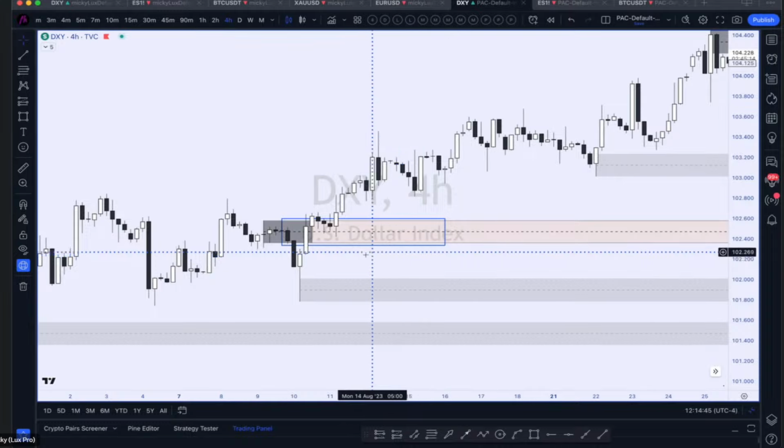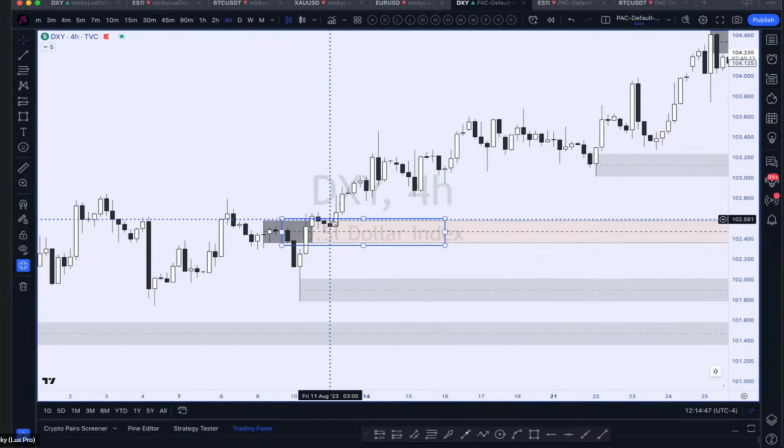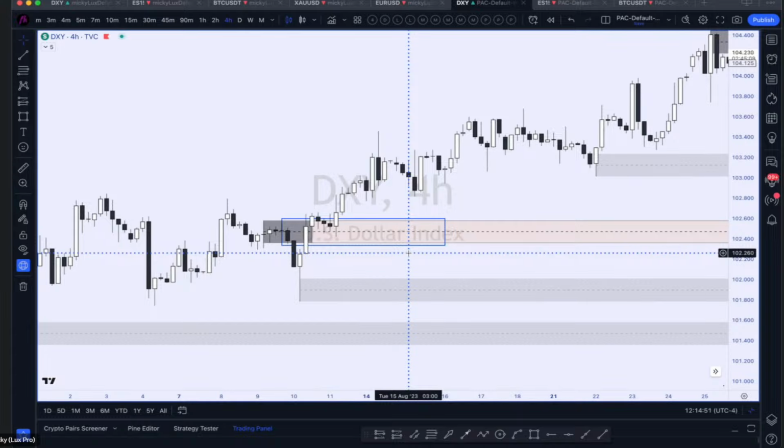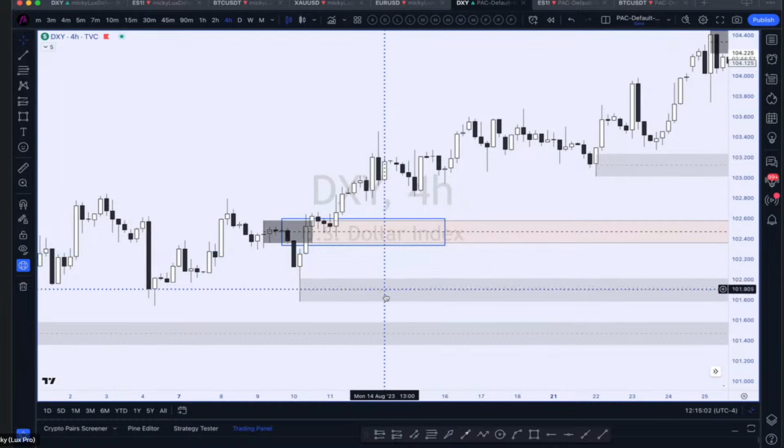I want to trade the retest. For now, let's just concentrate on retest. Mickey, can we trade just the break? You could do that too with trade management. Absolutely. There's no right or wrong answer. Let's just say we want to do the retest. Okay.